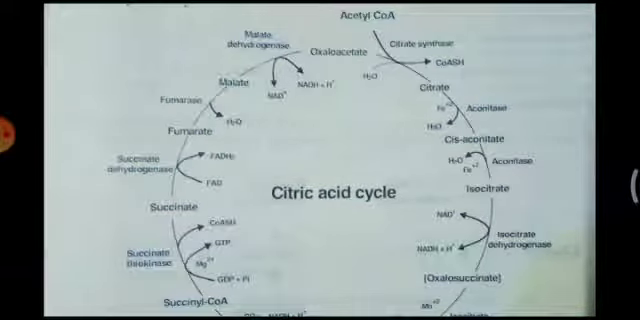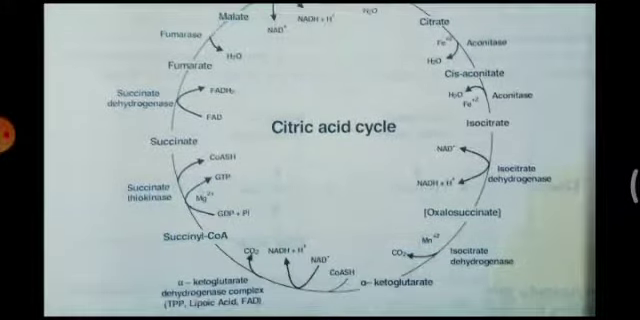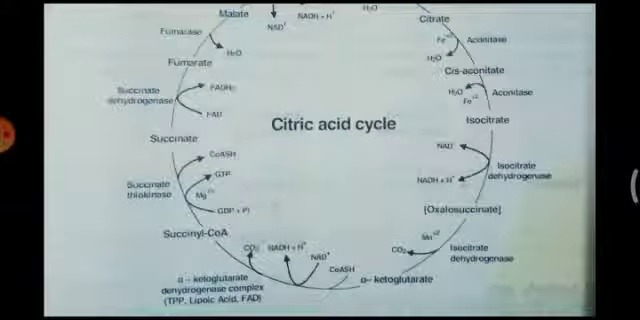Oxaloacetate combines with acetyl CoA to form citrate. In the presence of citrate synthase, water is added and coenzyme A is released. Citrate is converted to cis-aconitate in the presence of water. In the presence of the enzyme aconitase, cis-aconitate is converted to isocitrate in the presence of water. Isocitrate is converted to oxalosuccinate in the presence of isocitrate dehydrogenase. NAD is converted to NADH plus H plus. Oxalosuccinate is converted to alpha ketoglutarate in the presence of the enzyme isocitrate dehydrogenase with liberation of carbon dioxide.